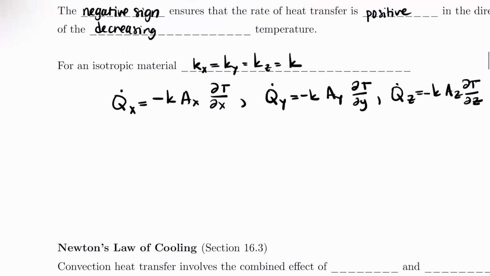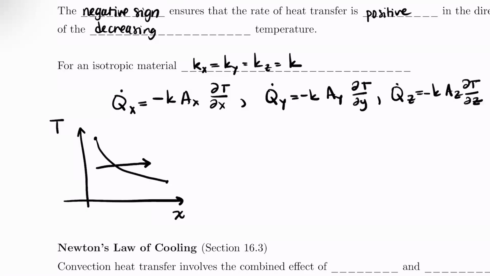Okay, and then just one last thing before we end class here. So if we have a temperature versus position in X, if we have a temperature that starts here and goes down to here, so we have our hotter thing on the left-hand side of this and our cooler thing on the right-hand side, what direction should our heat transfer go, do you think? To the right? Yeah, so our heat transfer should go this way.